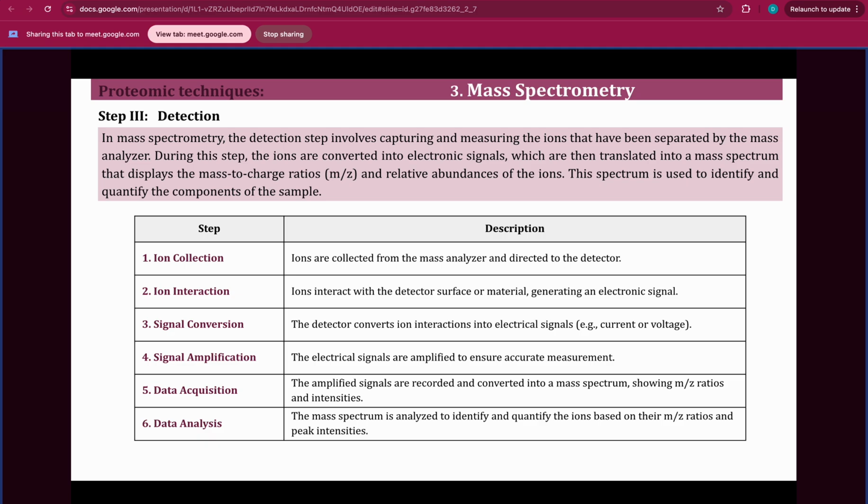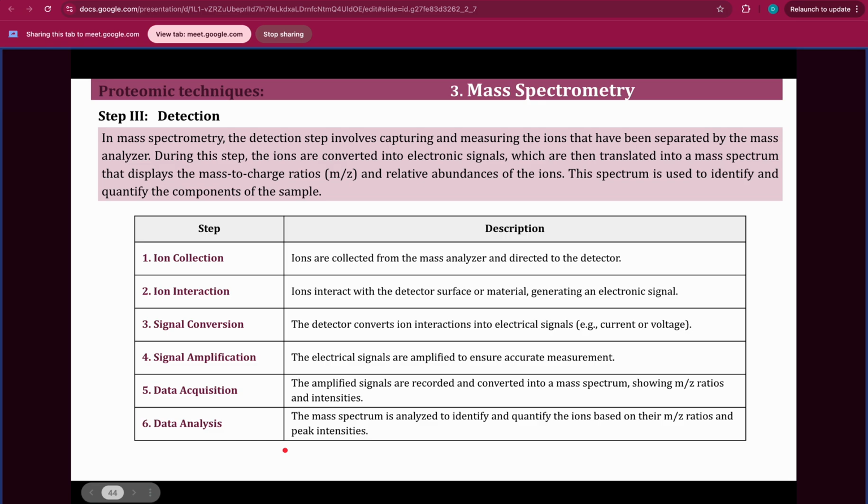Now the last step in mass spectrometry is the detection, where we detect the signals which are obtained. In this case, ions are collected, ion interactions are checked, and signals are converted. In certain cases, we have to amplify the signals. Data is obtained and then it is analyzed, so the mass spectra is obtained.